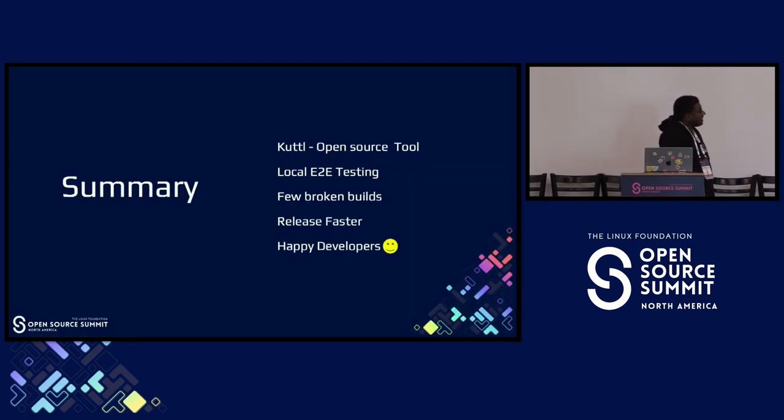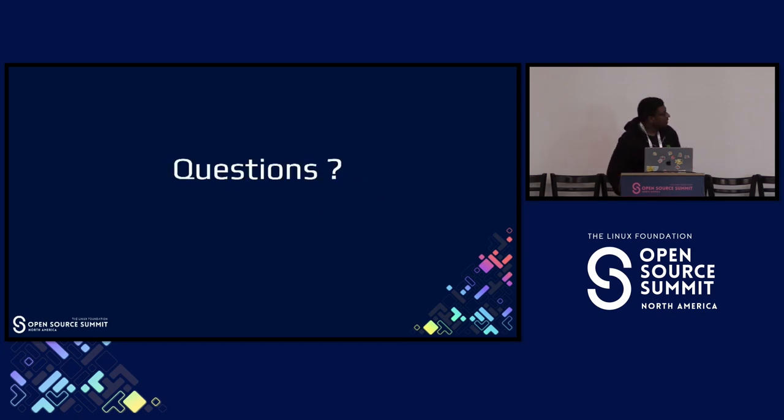Okay, as I mentioned in my agenda, let's have a quick summary of what we have learned in this session. Kuttl is an open source free tool which can be used for writing and doing end-to-end testing, local end-to-end testing, which means if the end-to-end tests pass, you are more confident that your code doesn't have major bugs, which would mean fewer broken builds. That would mean developers can release faster, okay? Which would mean happy developers. Any questions?